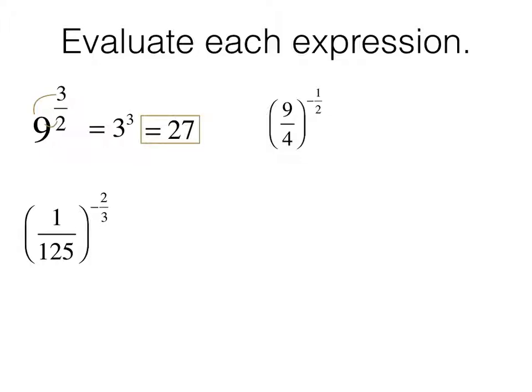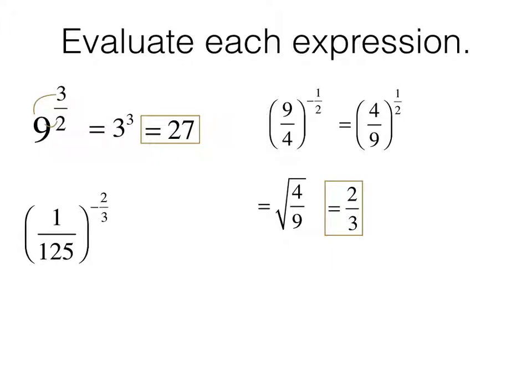In the next example, 9/4 to the negative 1/2. First, let's deal with the negative 1/2 by writing the reciprocal of the fraction. Now recognize the 1/2 power is the same thing as square root. So we'll take the square root of the numerator and the square root of the denominator.